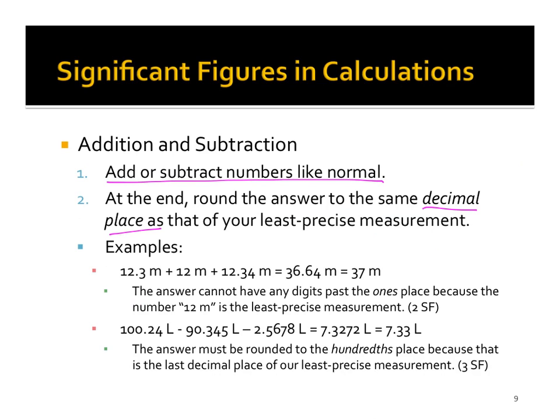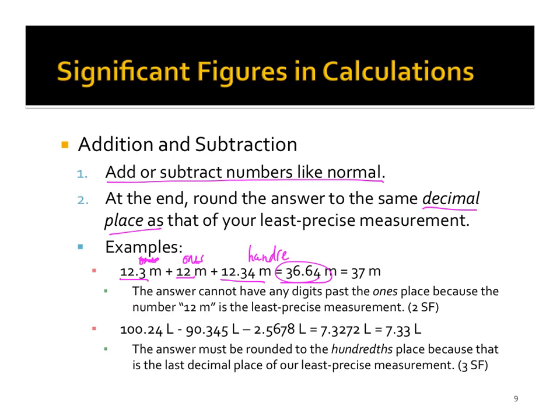So here are some examples. We have 12.3, 12, and 12.34. Well, the first one goes to the tenths place. Sorry, this goes to the tenths, this goes to the ones, our second one, and this one goes to the hundredths place. So when we add them up in our calculator, we're going to get an answer of 36.64.